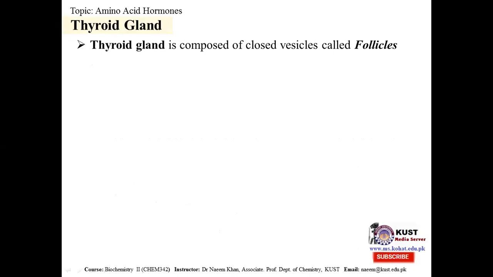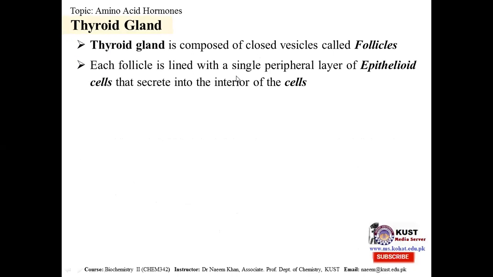From the structure point of view, the thyroid gland is composed of closed vesicles, which are known as follicles. Follicles are closed vesicles. Each follicle is lined with a single peripheral layer of epithelial cells that secrete into the interior of the follicle. Structurally, the thyroid gland is composed of follicles, and the follicles are made up of a peripheral layer of cells, which are called epithelioid cells, and they secrete their secretion into the interior.